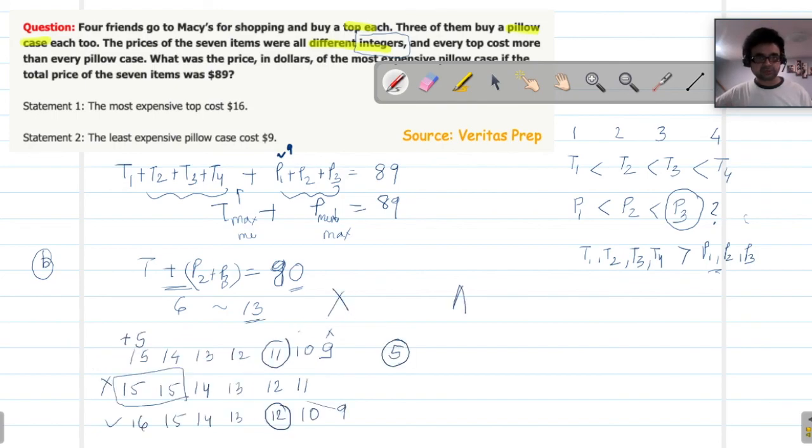The answer to this question is A. Very good question. I hope this helps. We'll solve more maximizing, minimizing problems in the next few sessions.